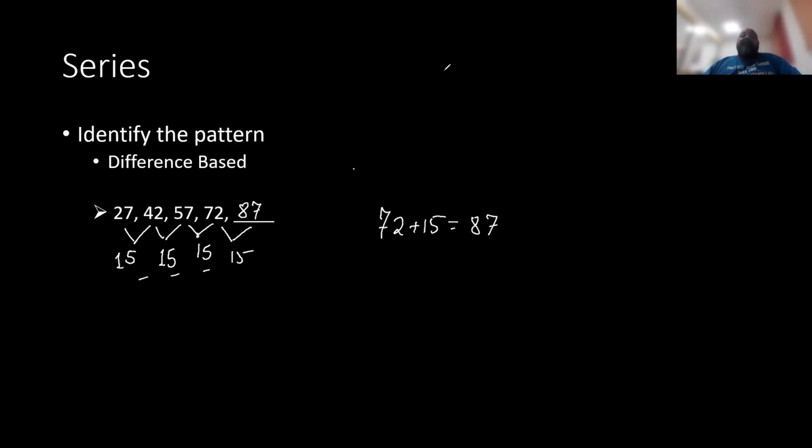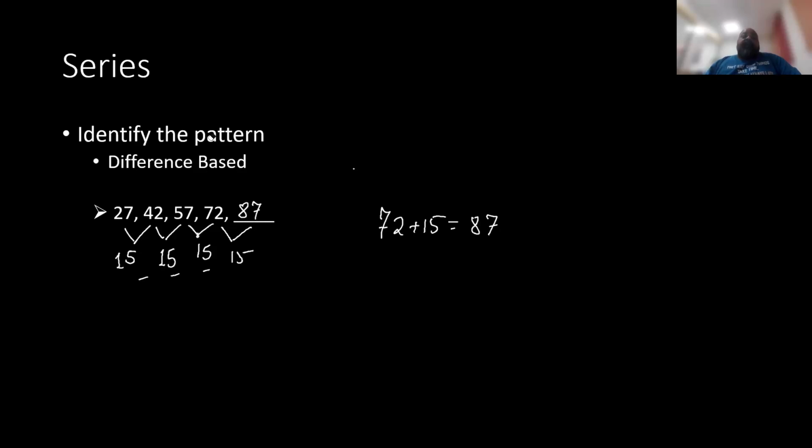Now again, when I talk of series questions, the first thing that you will always do, irrespective of what the question is, look at the difference between the numbers. So I take the difference: 27 and 42 have a difference of 15, 42 and 57 have a difference of 15, 57 and 72 have a difference of 15. Clearly the difference is the same. So the next number should also have a difference of 15 with respect to 72. Hence, the next number will be 72 plus 15, which comes out to 87. So to complete this series, the next number should be 87.